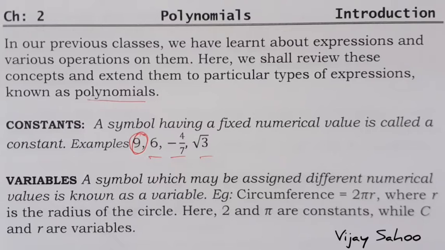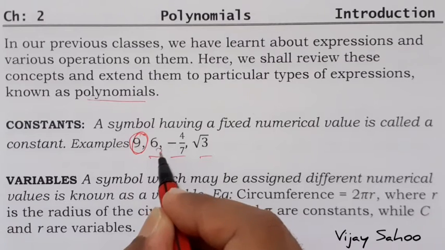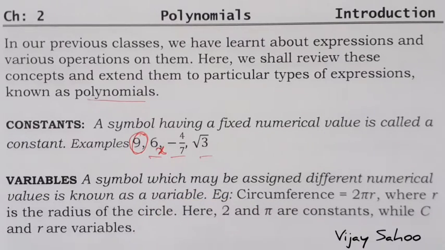Same way, a symbol which may be assigned different numerical values is known as a variable. If I apply any alphabetical term, that is 6x, 5x, 7x, that x will be said to be a variable.